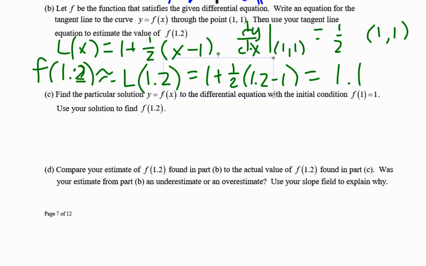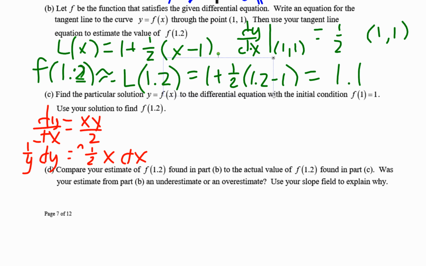All right, so now we're going to find the particular solution. So we have dy dx equals x times y divided by 2. Can we separate those variables? Sure can. dy over y equals 1/2 x dx. So we separate it. Now we integrate. Ln absolute value of y equals x squared plus c.